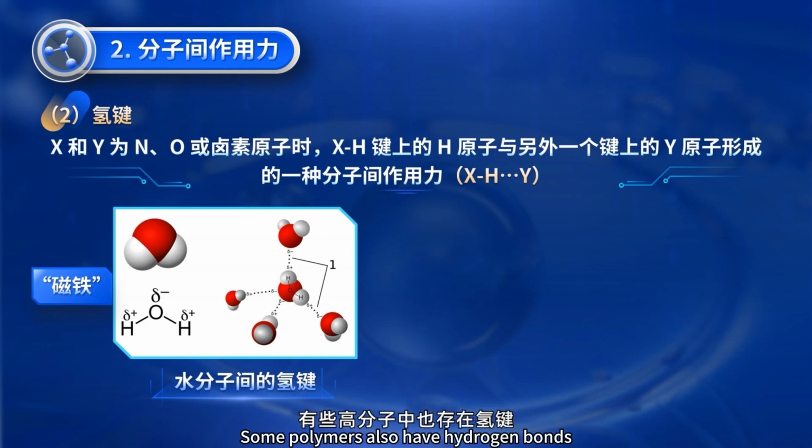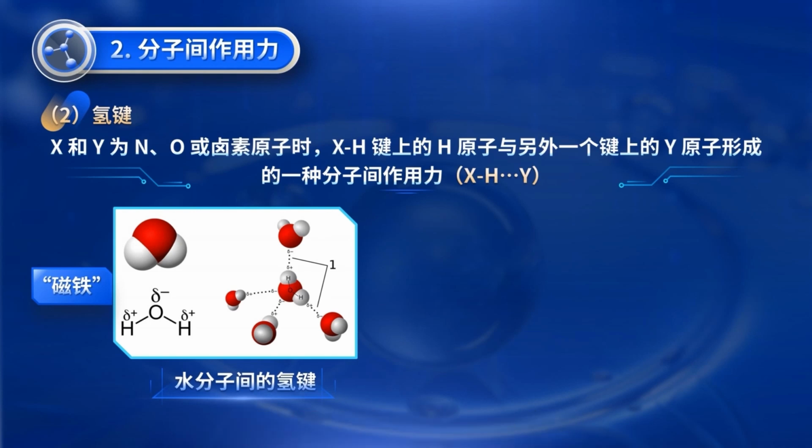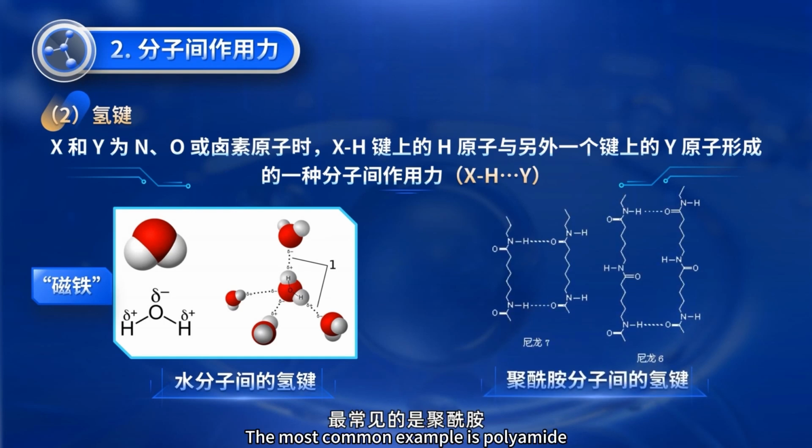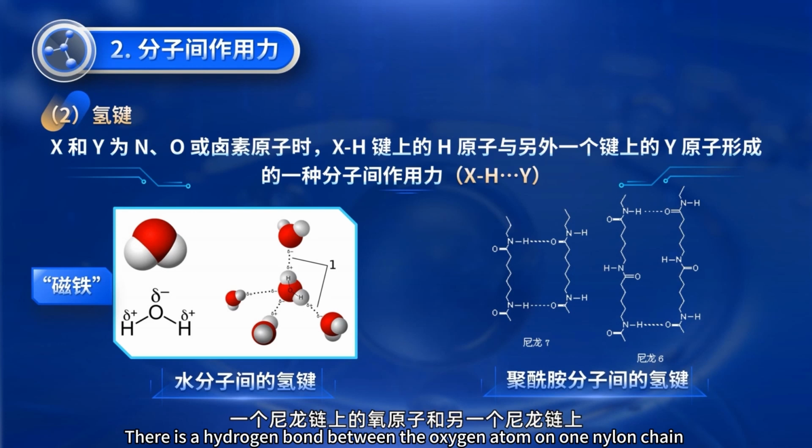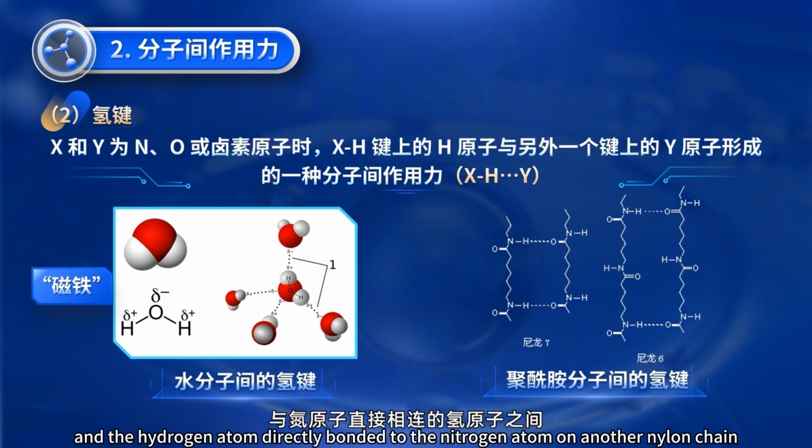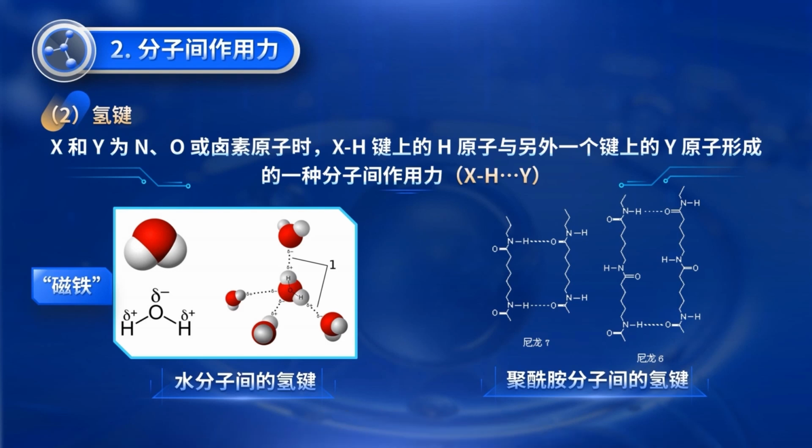The hydrogen and oxygen atoms between different water molecules form hydrogen bonds. Some polymers also have hydrogen bonds. The most common example is polyamide. As shown in the diagram, there is a hydrogen bond between the oxygen atom on one nylon chain and the hydrogen atom directly bonded to the nitrogen atom on another nylon chain.